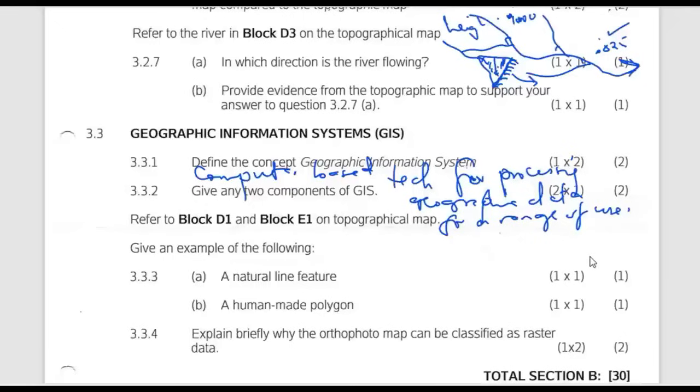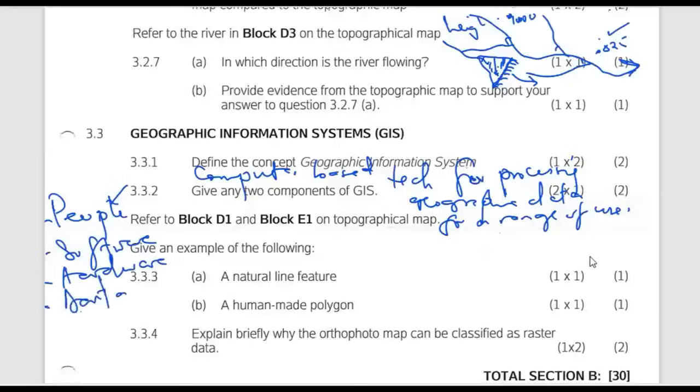Either we are capturing information, we are storing information, we are analyzing, we are using computer technology to assist in the study of geography. Then any two components, the major components of GIS, we have the personnel or the people. Then we have the software. We have the hardware. We also have the data. And we have specific methods that we use. Those are the components.